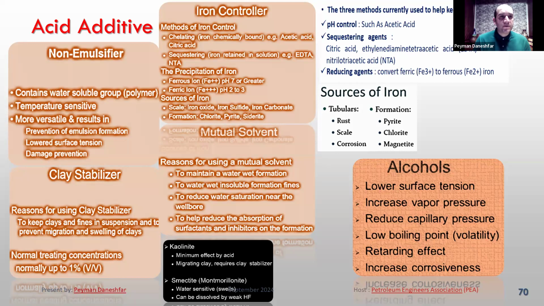A reducing agent converts ferric to ferrous ion. And another is clay stabilizer. Maybe we have kaolinite, and also if we have smectite or montmorillonite, we should use some clay stabilizer to control the water sensitivity of montmorillonite. Another one is alcohol, or also a mutual solvent. We use it for the water block, to maintain water-wet formations, and also to increase the vapor pressure, but alcohol can cause increased corrosion.